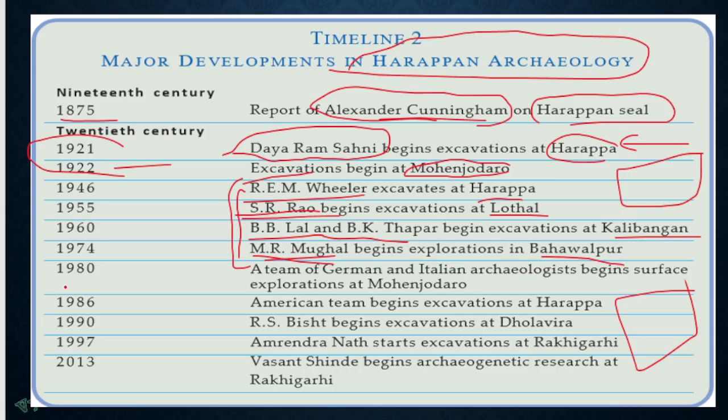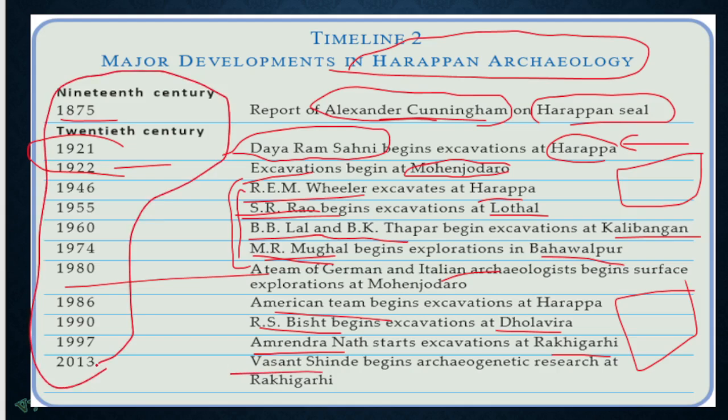Then in 1980, German and Italian archaeologists are doing explorations. An American team is doing excavations at Harappa. Then again at Dholavira, and Rakhigarhi, which is the biggest site in India of the Harappa civilization. If you know everything that is at least given in the textbook, beyond this also there will be many things, but at least this you should know very clearly.